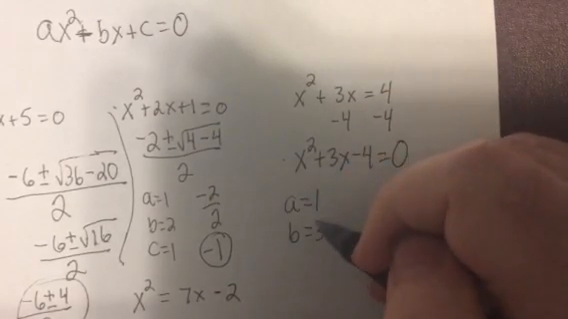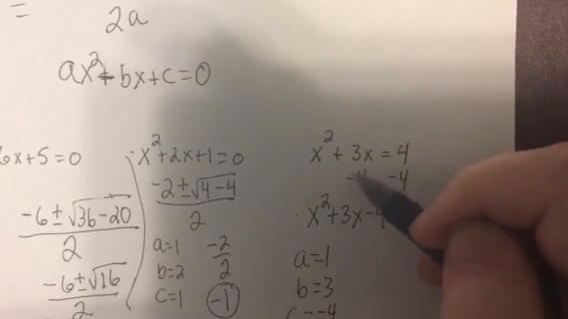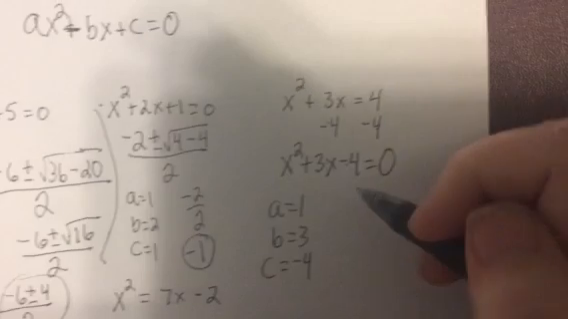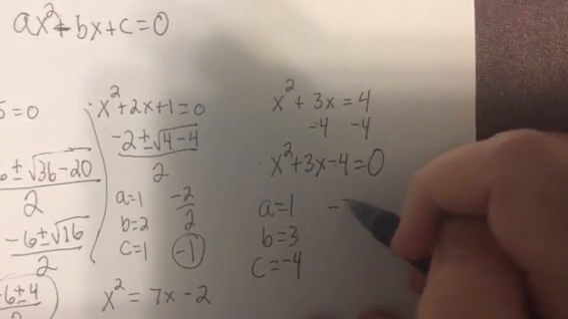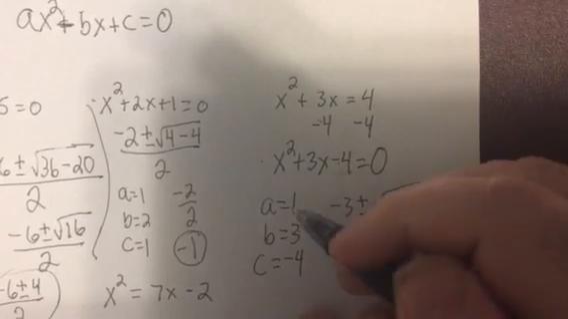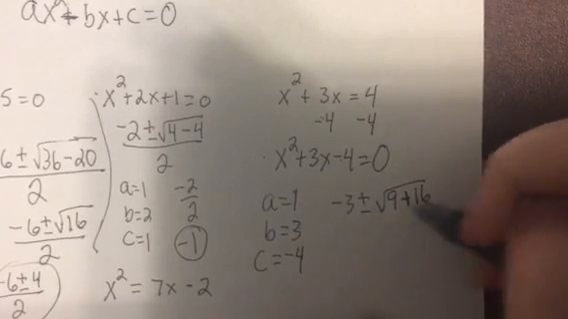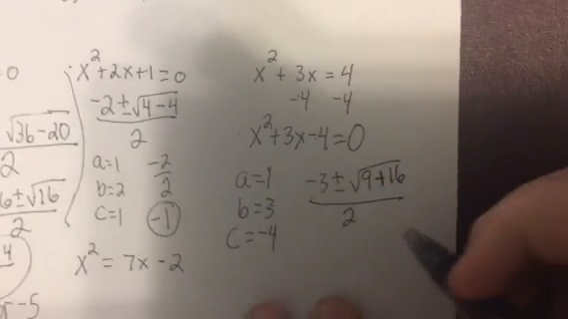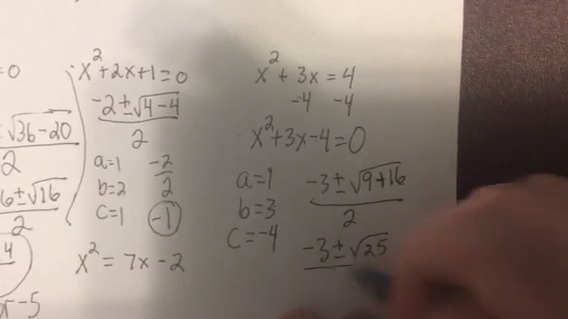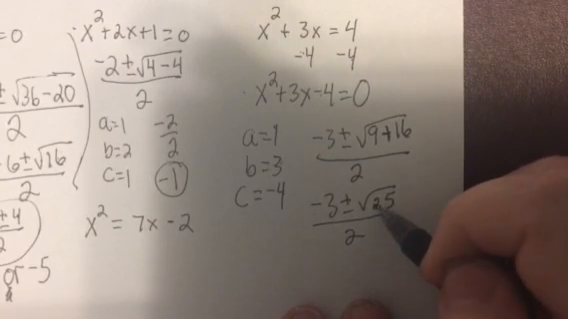So a is 1, b is 3, and c is negative 4. Notice I subtracted 4 to get everything on one side. It must be on one side in this form, ax squared plus bx plus c. So it's negative b plus or minus the square root of b squared, 3 squared is 9, minus 4 times 1 times negative 4, so that would be plus 16, all over 2 times a is 2. So negative 3 plus or minus the square root of 25, all over 2. And what do you square to get 25?